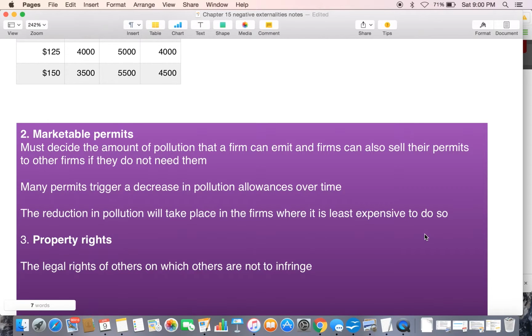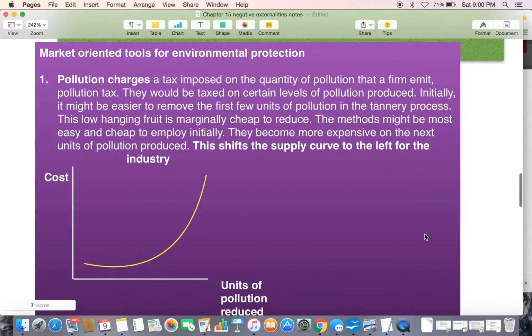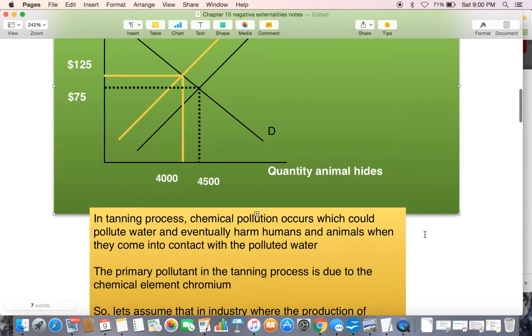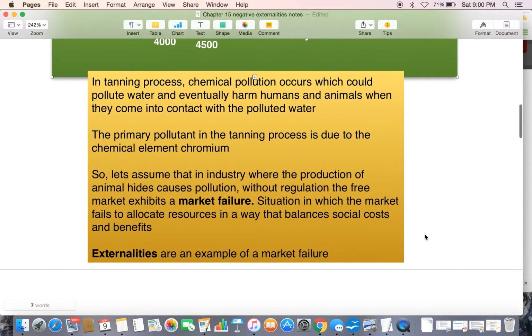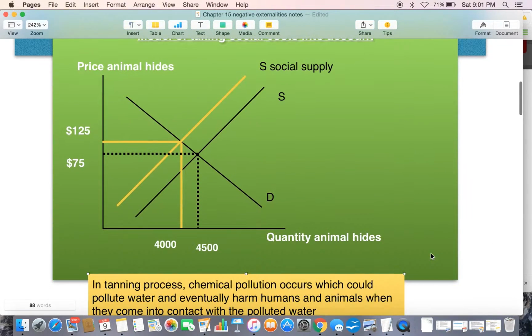Another way to reduce pollution is to more clearly define property rights. Property rights are the legal rights of others on which others are not to infringe. So if we think about our example of the tannery, and the tannery is polluting, it's releasing chromium into the water. That chromium is potentially harmful to plants and animals and people.